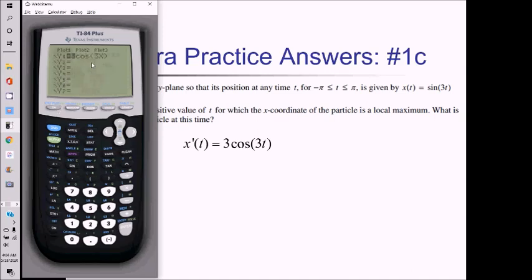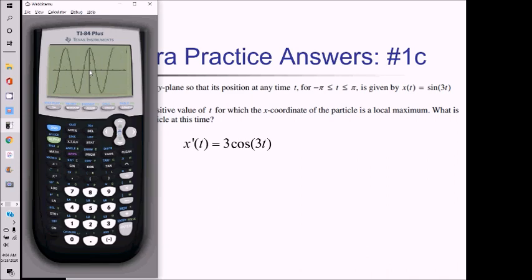That's where I've entered my 3 cosine of 3t. And now notice it's back to being an x now that I'm in function mode. And for the window on this one, I'm going to be going between negative and positive pi for the x values. And then if we do a zoom 0, zoom fit, here's what x of t looks like.